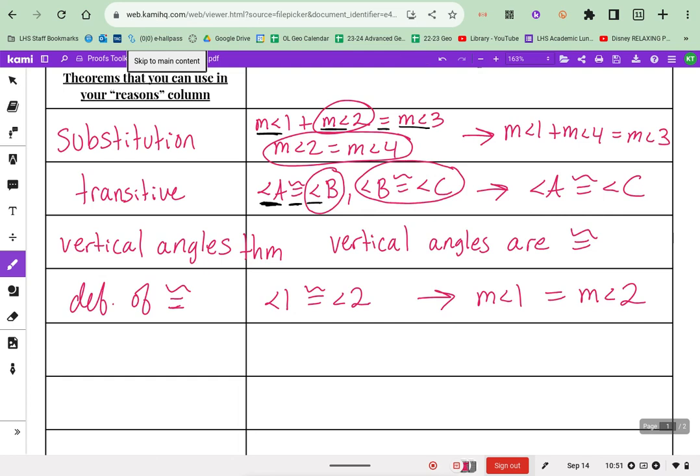And we can also use this definition to go backwards and start with the measure of angle 1 equals the measure of angle 2, and then get out of that, angle 1 is congruent to angle 2. So I'm going to make this arrow double-sided to show that you can go forwards or backwards. You can start with congruent and go to equal, or you can start with equal and go to congruent. Either way.